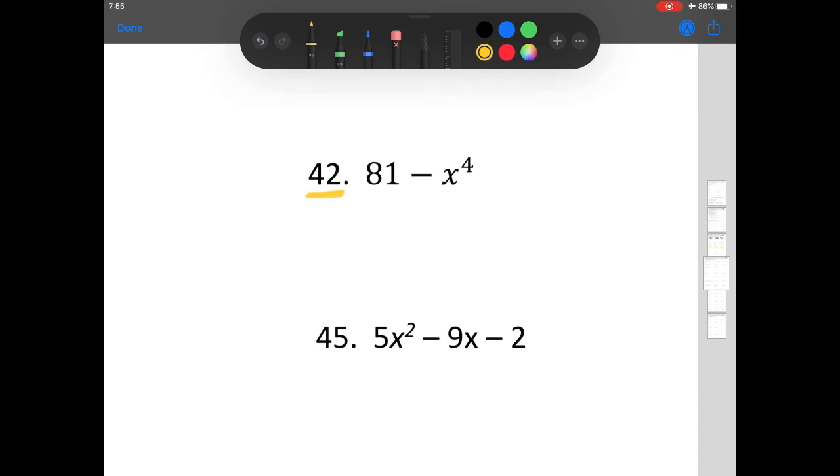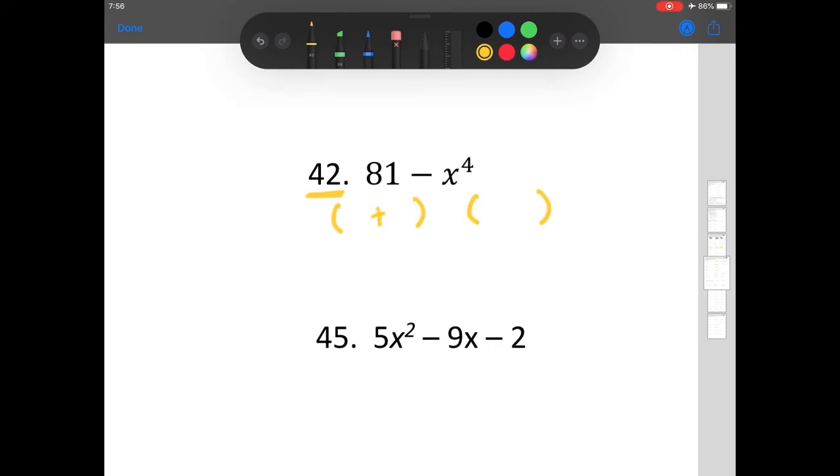81 is a perfect square. X to the 4th is a perfect square. How do I know variables are perfect squares? If they have an even exponent. So 4 is an even number and there's a minus sign. So I'm going to set up 2 parentheses. You're basically taking the square root of each part.